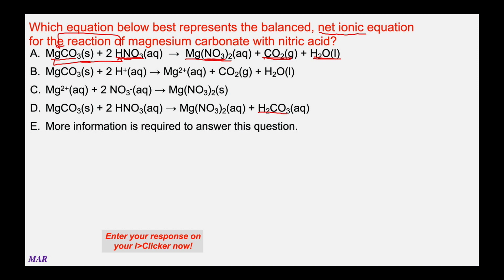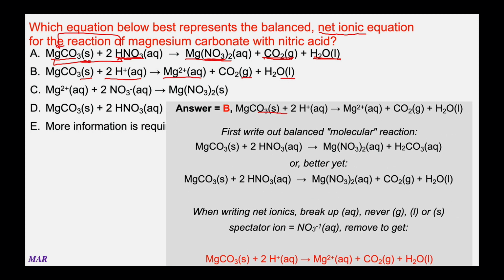You don't want to break up solids, liquids, and gases, all right? So don't break up the MgCO3. Don't break up the CO2 or the water. Don't touch the solids, liquids, and gases. The spectators will only be in the aqueous pieces. But sure enough, if you do look at B, the NO3s have been removed from HNO3, so you have 2H+, and the NO3s have been removed from magnesium nitrate, Mg2+. So answer B is the net ionic reaction here.